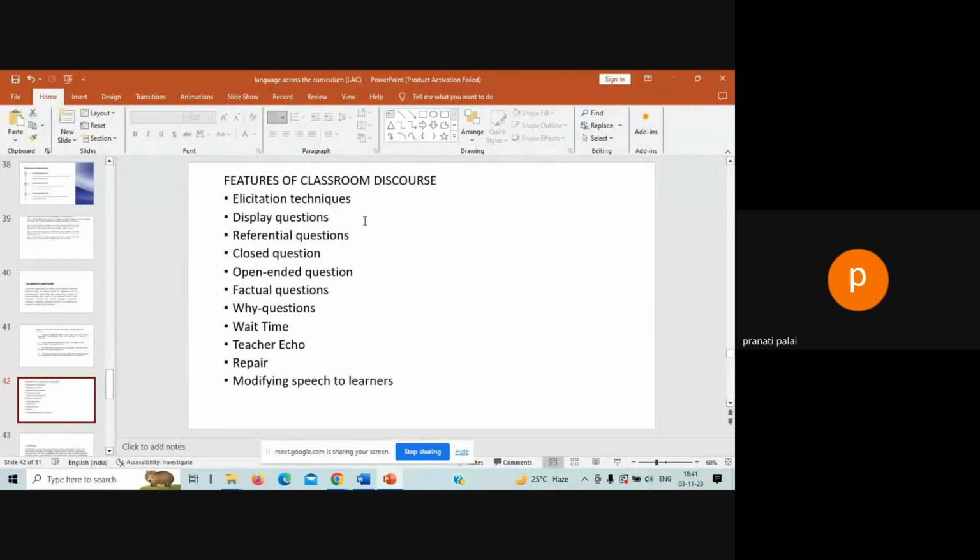From the remembering aspect or memorizing aspect, we can ask the display question. But a factual question is the truth. It is always true. That is the fact. It cannot be changed. It is proven, already proven, and it is tested.